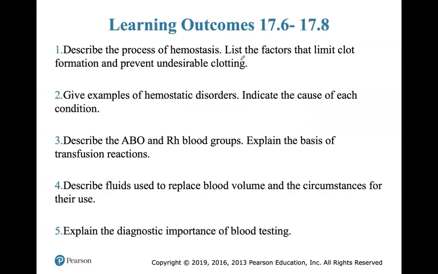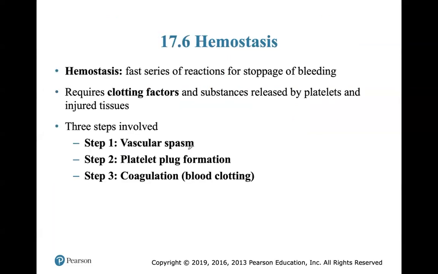The next thing is about hemostasis. Hemostasis is about how a blood clot is formed. We'll talk about hemostasis, hemostatic disorders, then blood groups, and then how to replace blood volume. This should not be very complicated because I know you already have done the lab. After you do the ABO blood experiment, the ABO blood group is easier to discuss. So hemostasis is basically a fast series of reactions for stoppage of bleeding.